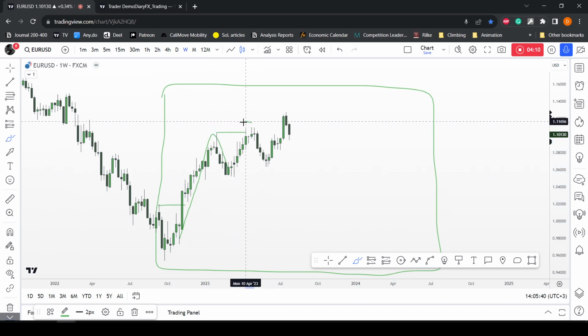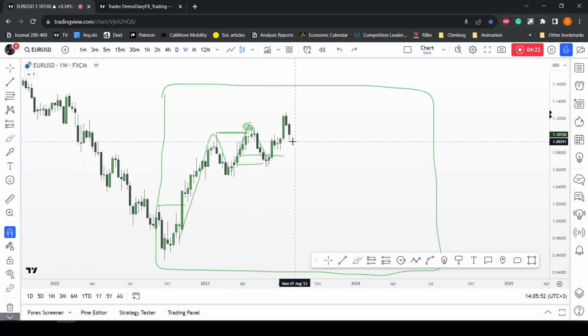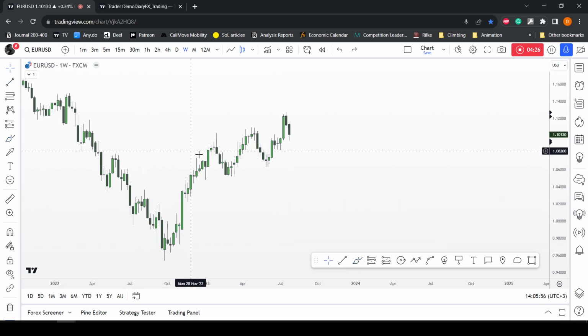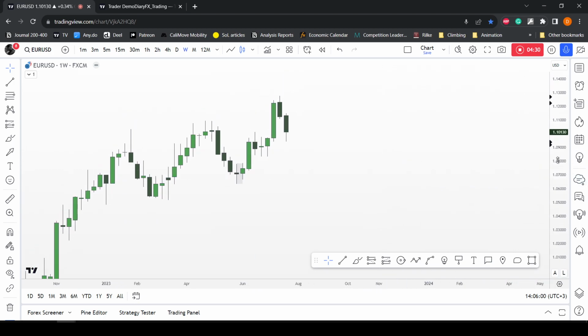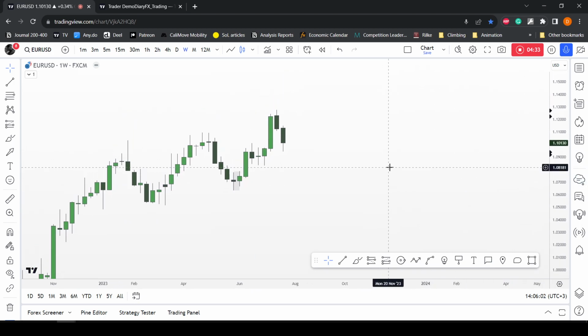We don't actually have a break here. We probably have it on daily, but on weekly it's just, let's say, absorption or a liquidity grab. But with this recent bullish break, it makes things really bullish. And what zones do we have on weekly on Euro USD? What else can we take from weekly?